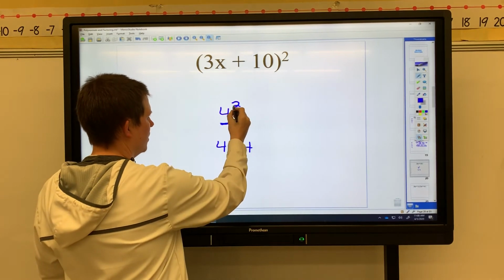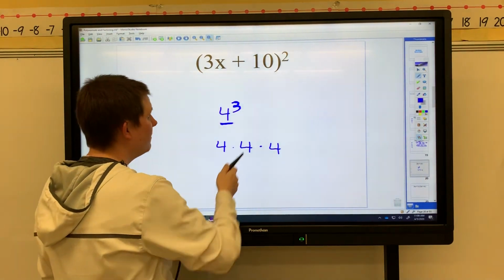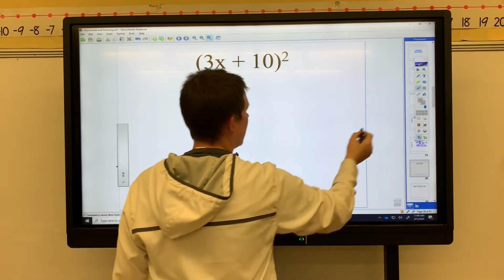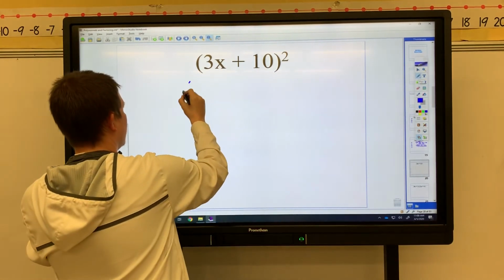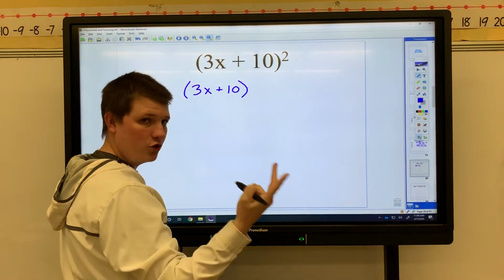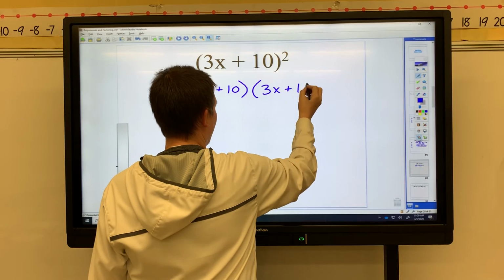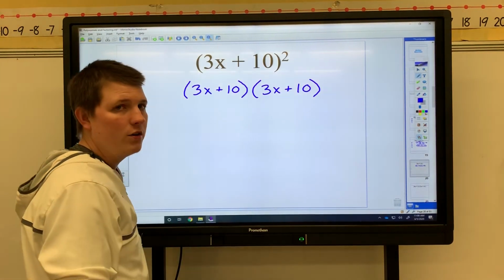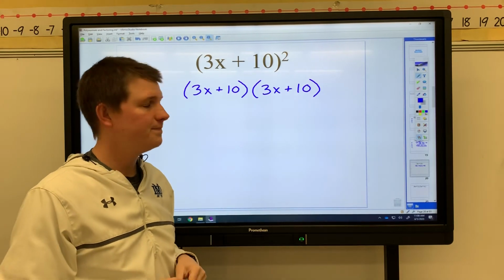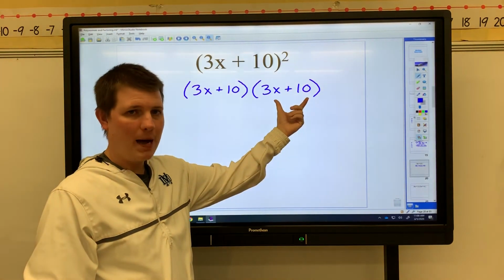If it was to the third power, then it would just be a third time. Same thing here. It is to the second power. So all it is saying is I'm going to take the base, which in this case is 3x plus 10, and I'm going to multiply it by itself 2 times. So if you ever see that, all you need to do is write it out 2 times, and we're going to multiply it twice. And now we FOIL it, because it's a binomial times a binomial.